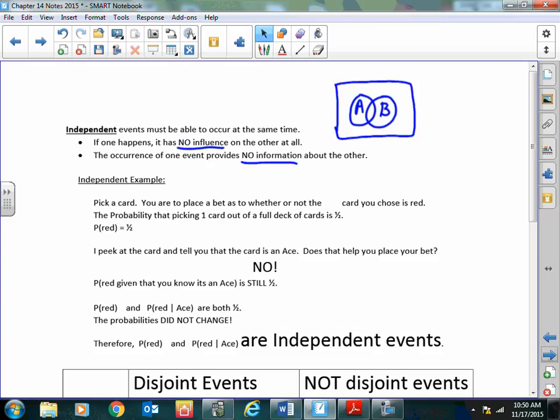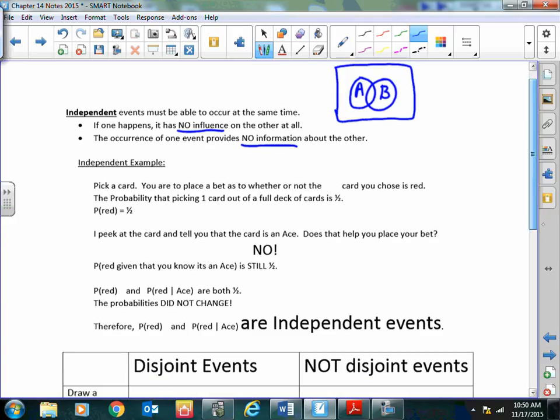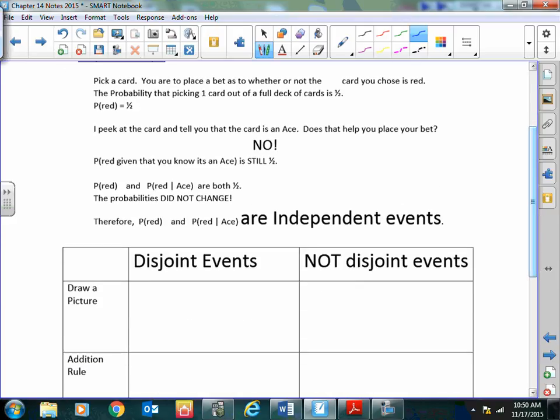So the fact that it's an ace does not change the probability of it being red. All right, so this doesn't help you. The probability of it being red, given that it's an ace, is still 1/2. So the probabilities did not change. Therefore, the probability of being red and the probability of being an ace are independent events. The fact that you are one thing did not change the rate. So independent events, no change in the probabilities.